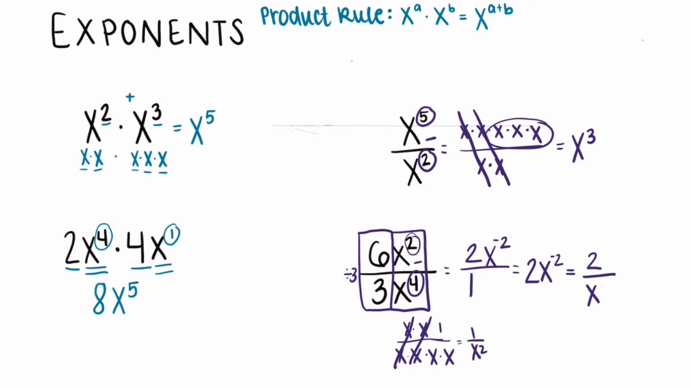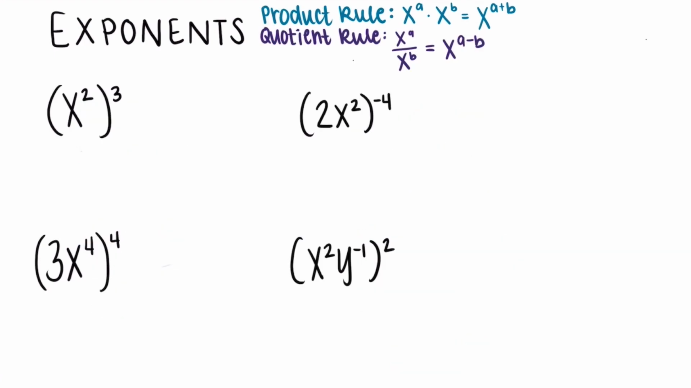Okay, either way you wrote this, 2x to the negative 2 or 2 over x squared, it is correct. But we like to get rid of those negative answers, so we prefer that last answer. We'll get into negative exponents a little bit more in a little bit, but for quotient rule, we are going to subtract those exponents if they have the same base.